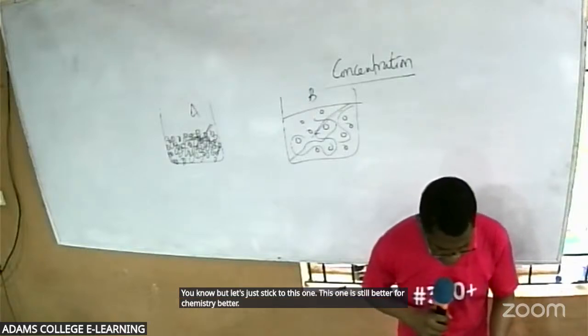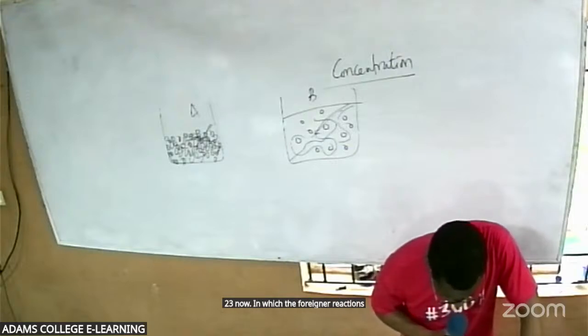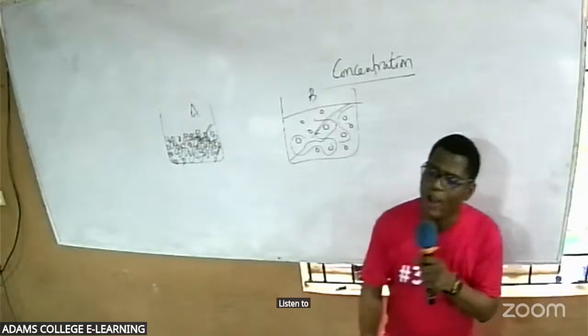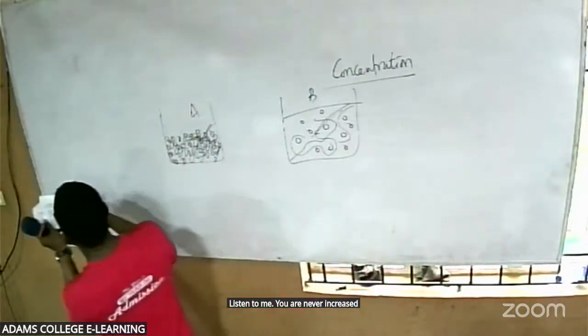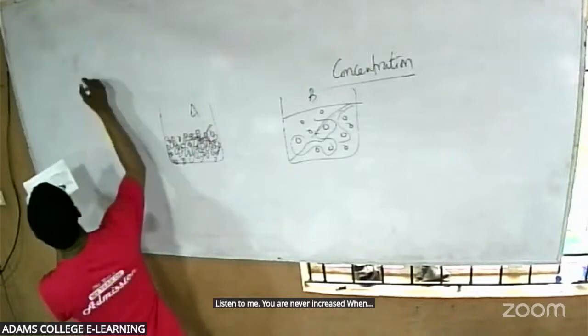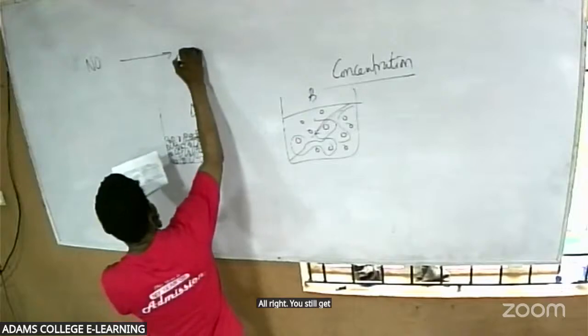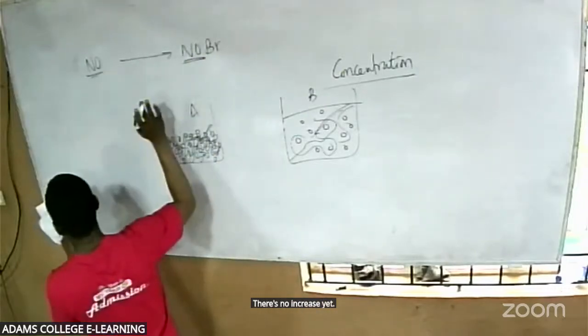Let's go to 23 now. In which of the following reactions has the oxidation number of nitrogen increased? Listen to me. It is never increased when on the left you have NO, or on the right you still get NO inside. See, right, NO. There's no increase there. NO there, NO there. That's how to do it.